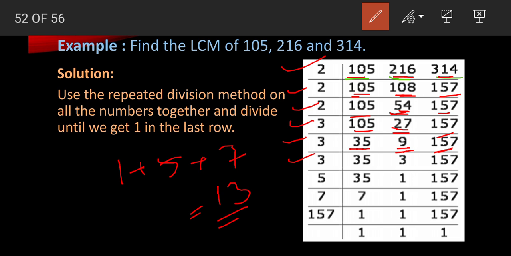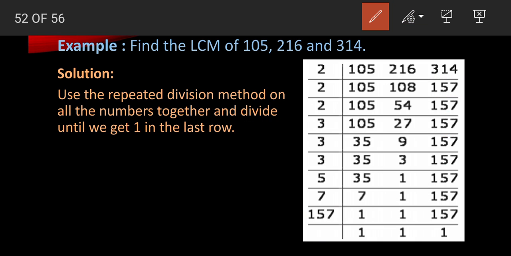If we divide, the first number is not divisible, so write that as it is, and 9 divided by 3 is 3. The last number is written the same. In this way you have to divide until you get 1 in the last row, by taking prime numbers only. Again I have divided with 3, then 5, then 7, and the last one is 157, as it is a prime number, so it is not divisible by any other number. So in this way I have divided all three numbers with the help of prime numbers.